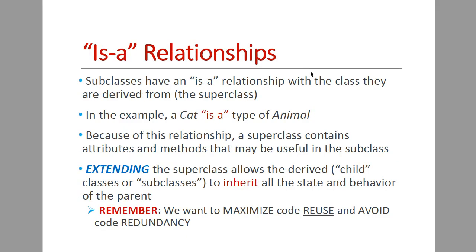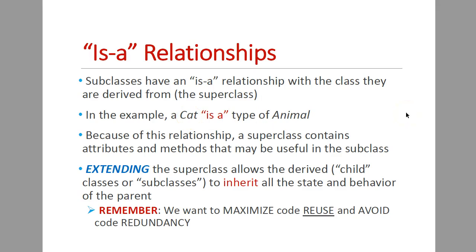There are a few terms that we want to get straight about classes. One is the term is_a. So we say that a cat is a type of animal, and this is not a term that we actually use in the programming. There's no syntax in Java for this. It's just something that we use to refer to two different classes. We call the animal the superclass, and we call cat the subclass.